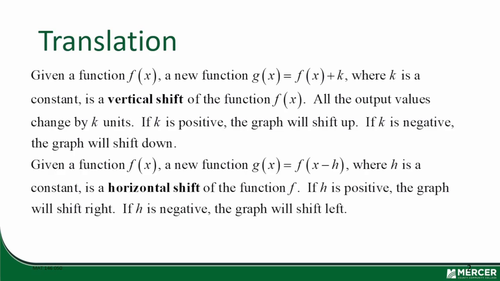Function f of x minus h is a horizontal shift or a horizontal translation. Notice here, your input values are changing by h units. If h is positive, the graph will shift to the right by h units. If h is negative, it will shift to the left by absolute value of h units.